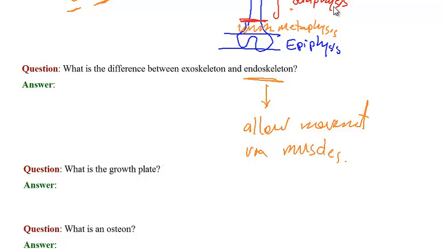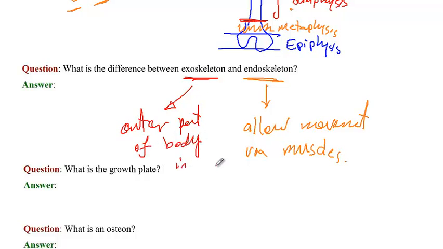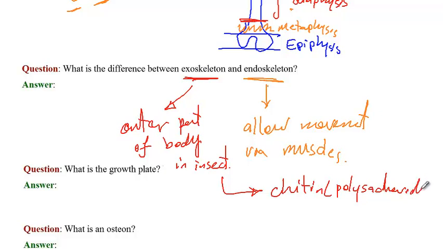Versus exoskeleton, this refers to the outer part of the body that is seen in invertebrate animals, for instance insects and lobsters, that will provide support and protection to their body. So this is the outer part of body in insects. And this is made of chitin, which is basically a polysaccharide. And then this structure also has protein composition.